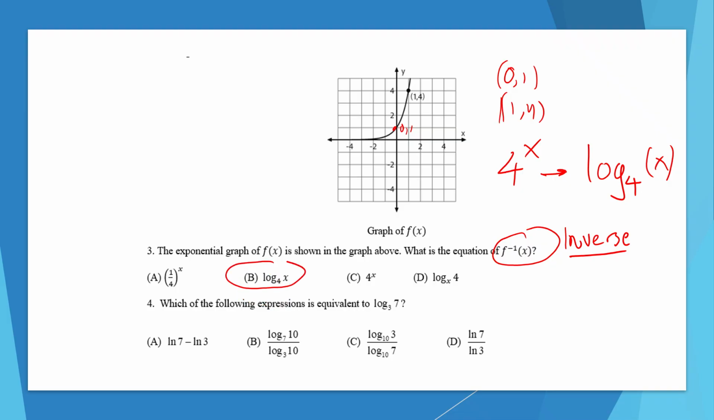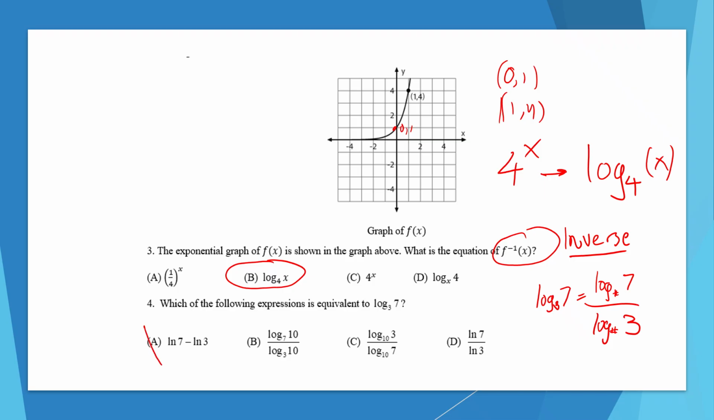All right, for number 4, which of the following expressions is equivalent to log base 3 of 7? So remember, this is going to be log base of any number of 7, over log base of any number of 3, right, if we were to split it up. And it doesn't matter what that number is. It could be 5, it could be 10, it could be pi, as long as it's the same number. So let's take a look.